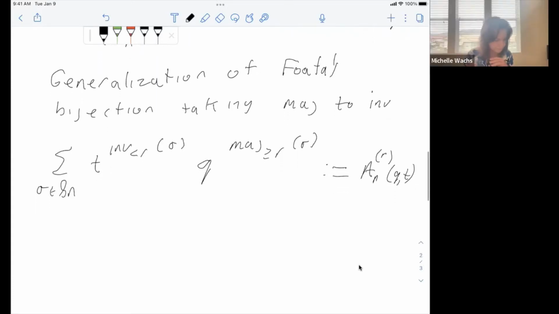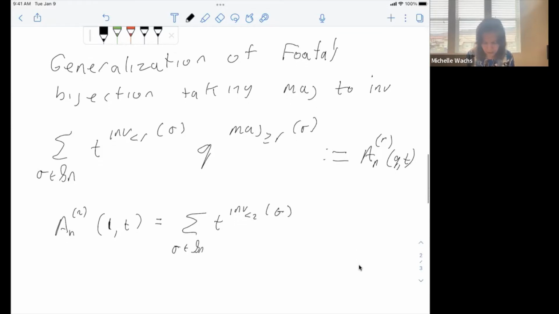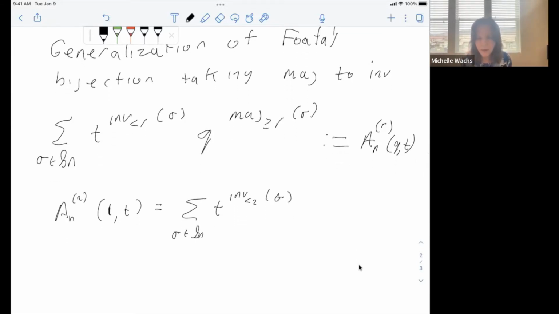So if we look at A_n^2(Q,T), that's T to the inv less than 2. I'm going to write 1 here instead. And if you think about what inv less than 2 of sigma is, we're counting inversions where the letters differ by 1. If we take the inverse of that permutation, then we're counting descents. So this is exactly equal to the Eulerian polynomial. We're counting descents.